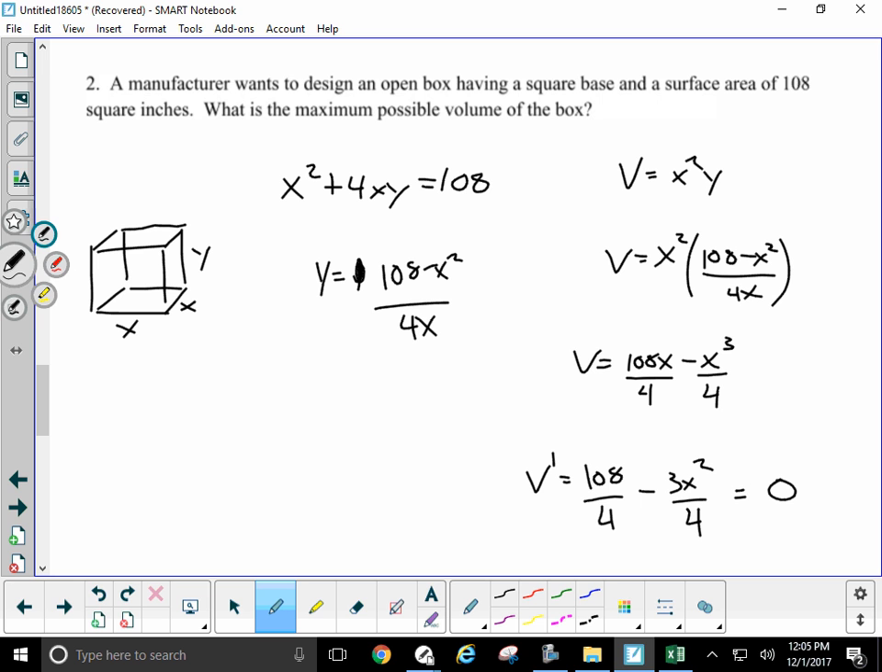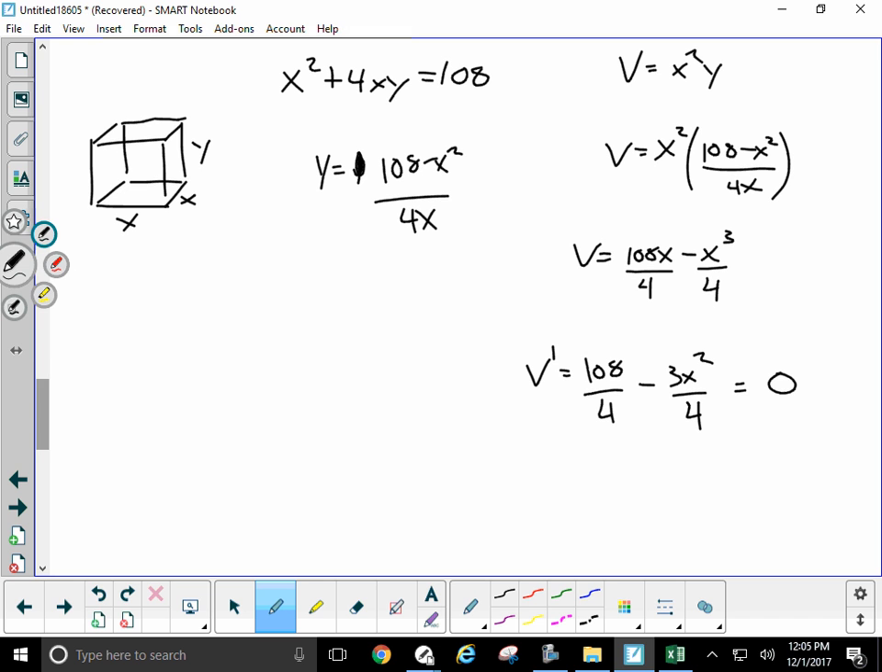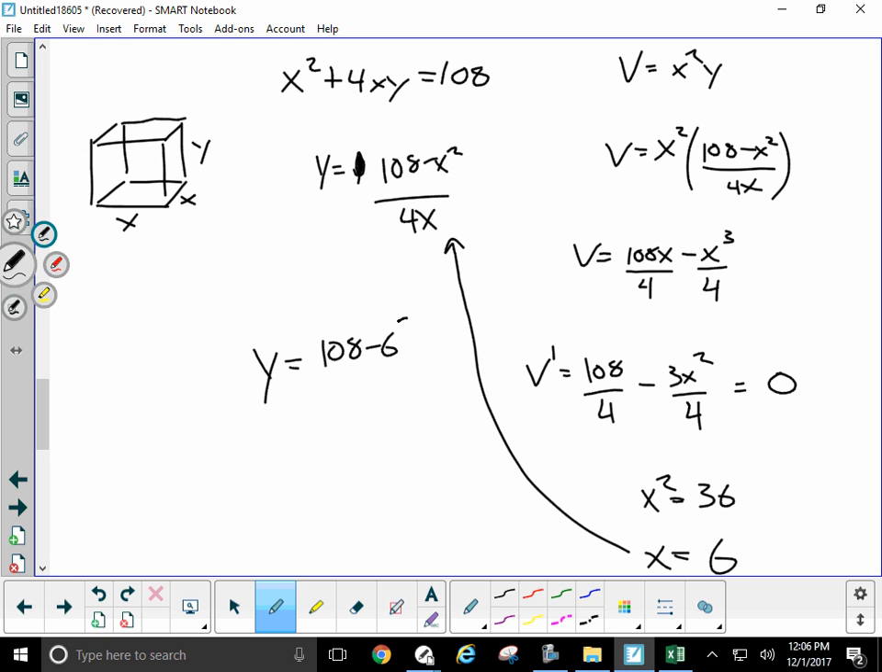You can just do a couple quick calculations. You get x squared is equal to 108 divided by 3, which is 36. And that means x is going to be positive 6. Once you get that x, you can find y, which is 3. Okay. So there you go. Optimization.